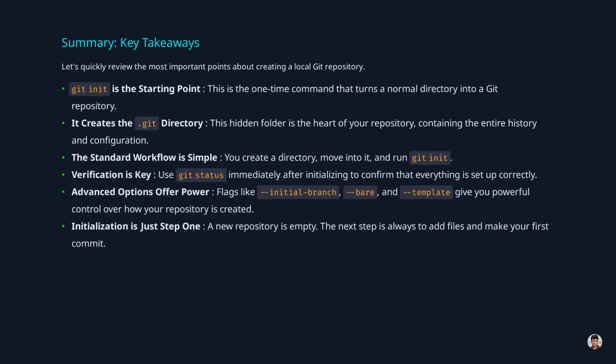Always use git status right after you initialize a repository to make sure it was created successfully. Remember that advanced flags like initial branch and bare give you powerful customization options for more complex setups. And finally, creating a repository is just the beginning. Your very next step is to add files and make your first commit to start building your project's history.